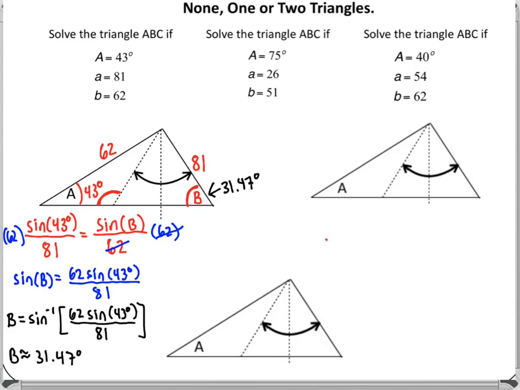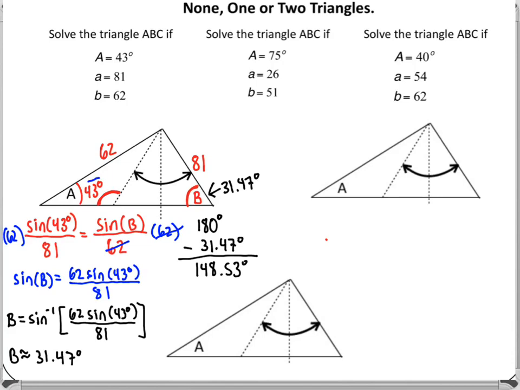So the way that I test for this is that I'm going to take 180 degrees, and I am going to subtract from that the 31.47 degrees, and I'm going to get 148.53.